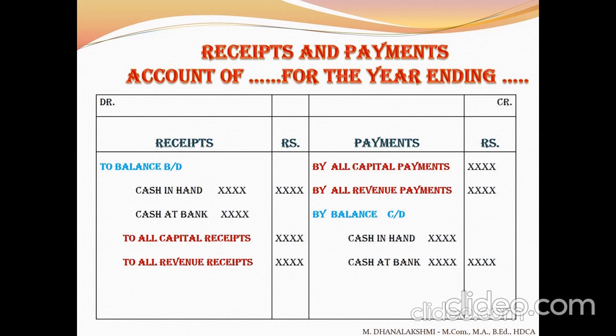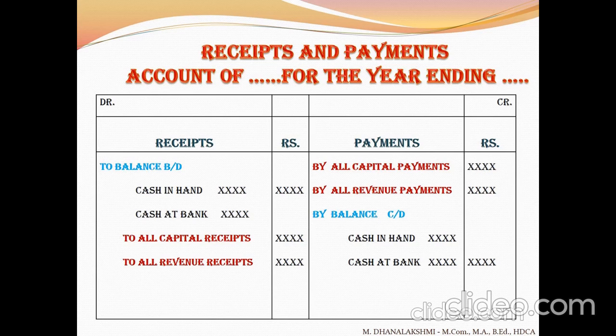Let me explain briefly. When we prepare receipt and payment account, we have to start with opening cash in hand and bank balance. You have to enter all the receipts, whether capital receipt or revenue receipt. Capital receipt means non-recurring in nature. If a receipt is non-recurring in nature, it will be called a capital receipt. That is, we won't get it on a regular basis. For example, donations. We won't get donations every month.